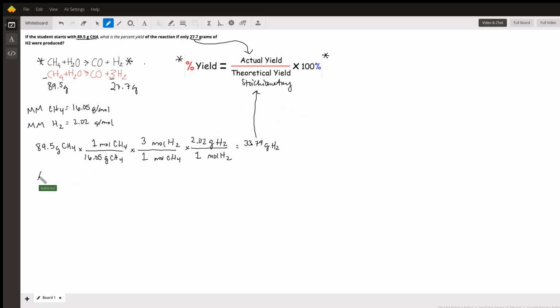Okay, so our final answer here, percent yield, is equal to actual divided by theoretical times 100. And that gives us 81.98%, which is a pretty good percent yield.